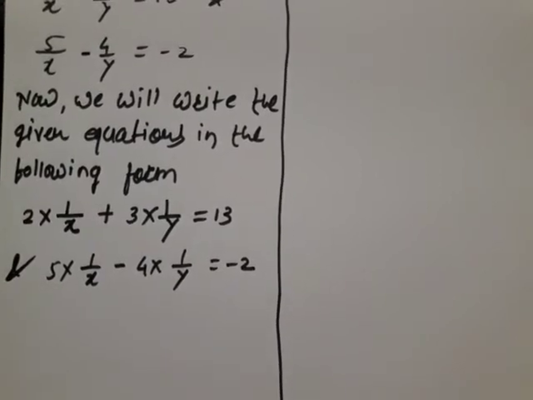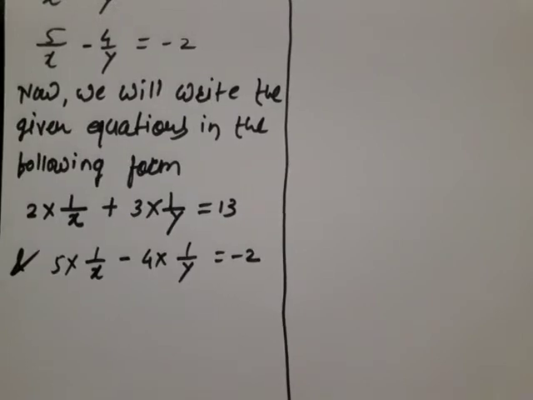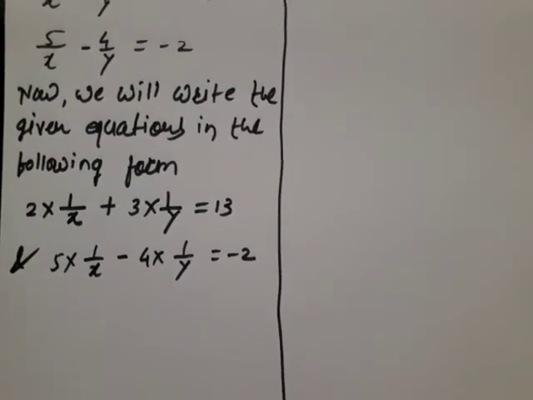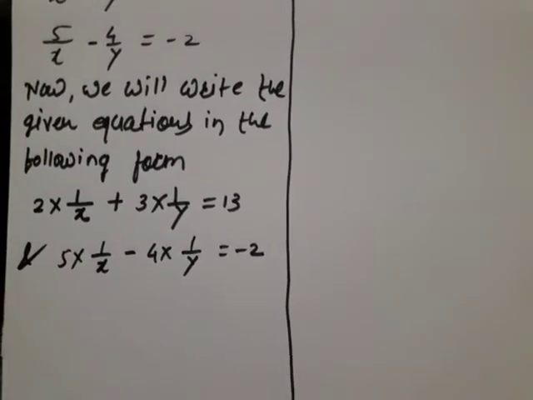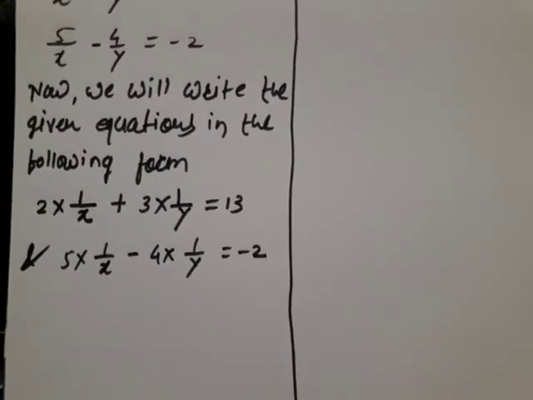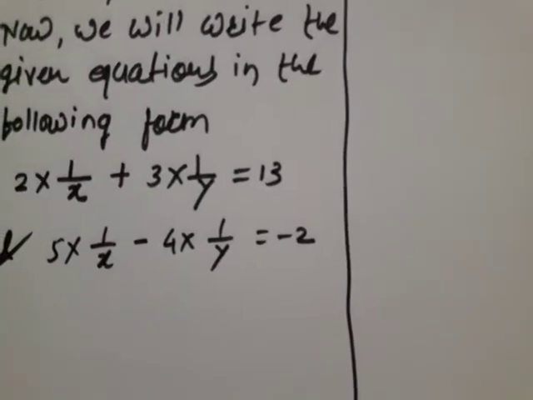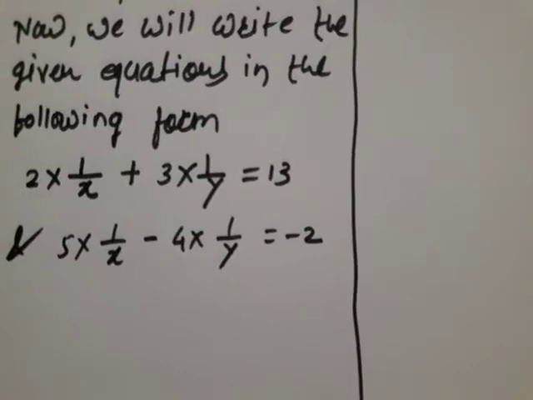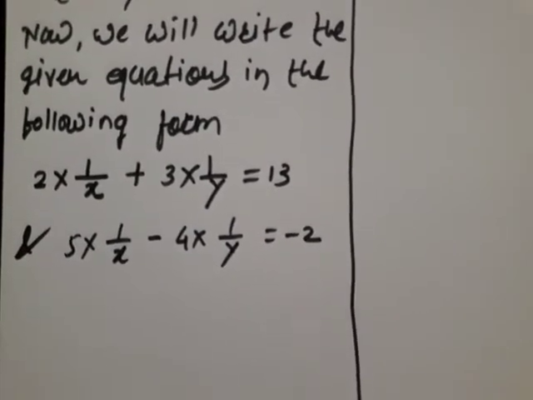After converting, if you observe carefully, then you will come to know that in both the equations, 1 by x, 1 by x, 1 by y, 1 by y, those are the common factors. Now instead of 1 by x, suppose we put one other alphabet, and instead of 1 by y, suppose we put another alphabet, then 100% we can reduce the given equations to linear equations in two variables form.